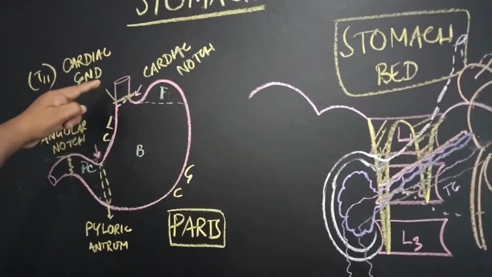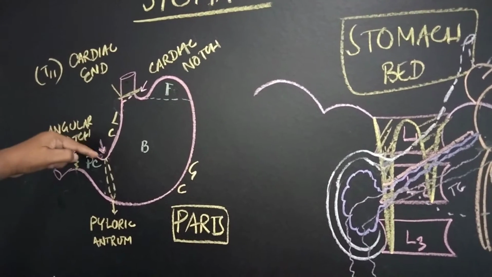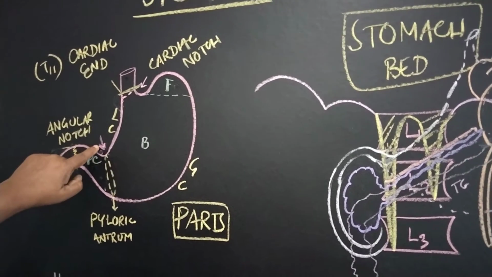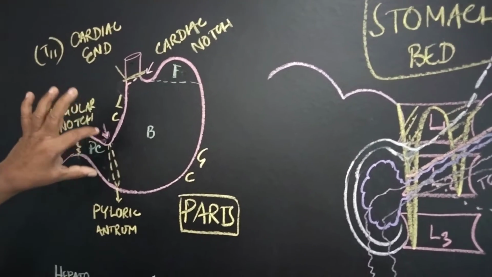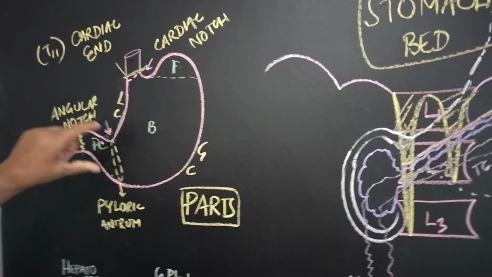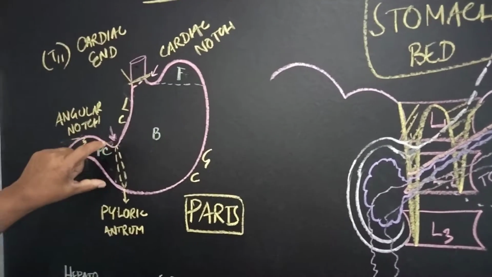Okay, continuous. Now here is the lesser curvature of the stomach. There is an angulation. This is called the angular incisure. That is the notch over here. Here is a vein that will identify the pyloric part, the prepyloric vein of Mayo. That is the identification of the pyloric part of the stomach.